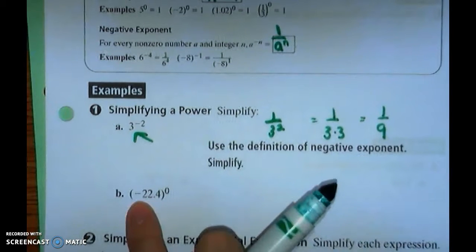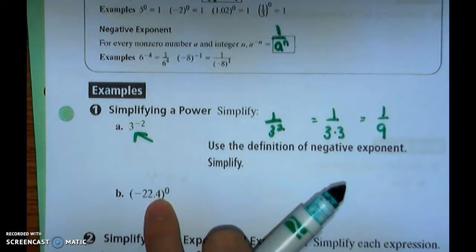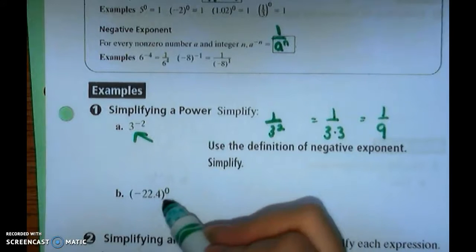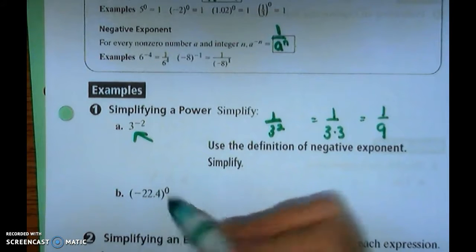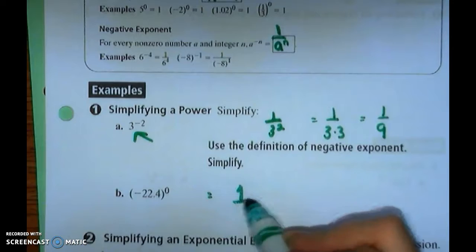What about negative 22.4 to the 0? Remember, everything inside the parentheses is taken to the 0 power, so that's just going to give us 1.